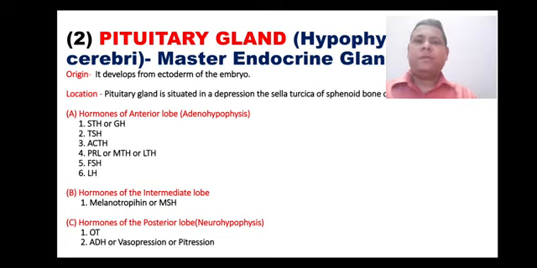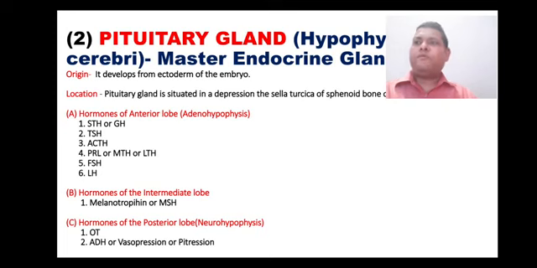Number 3, ACTH, adrenocorticotropic hormone. This hormone stimulates the cortex of the adrenal gland to produce its hormones. Target cells: cells of the adrenal cortex.